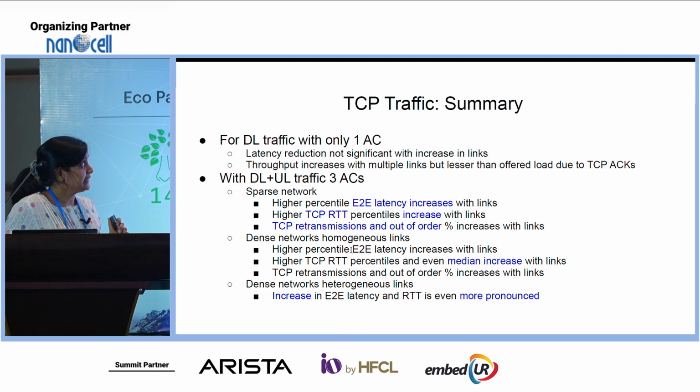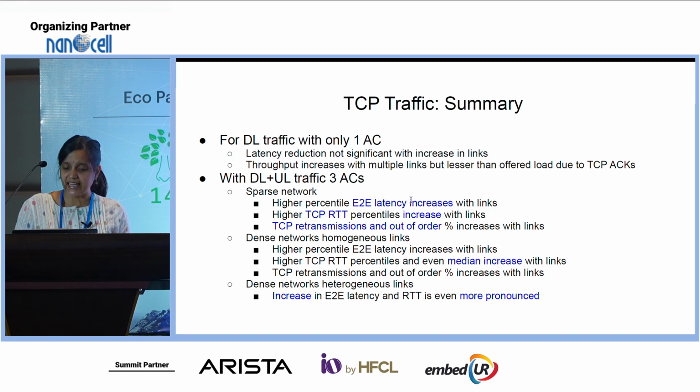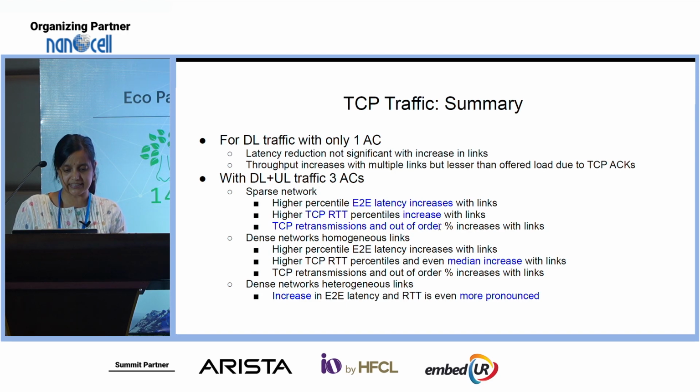So to summarize, the TCP traffic analysis that we did: with only one access category, the latency reduction is not significant, but latency reduction is there. And with 3 access categories, higher percentile end-to-end latency increases with link, TCP RTT higher percentile increases with link, and TCP retransmissions and out of order percentages increase.